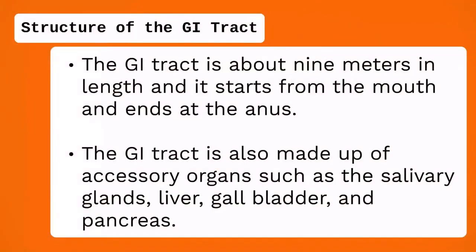So our GI tract is about 9 meters in length, and it starts from the mouth and ends at the anus, like I said. The GI tract is also made up of accessory glands such as the salivary glands, liver, gallbladder, and pancreas, and all of these are going to work together to secrete different enzymes and byproducts that are going to help you to digest your food and absorb your food.